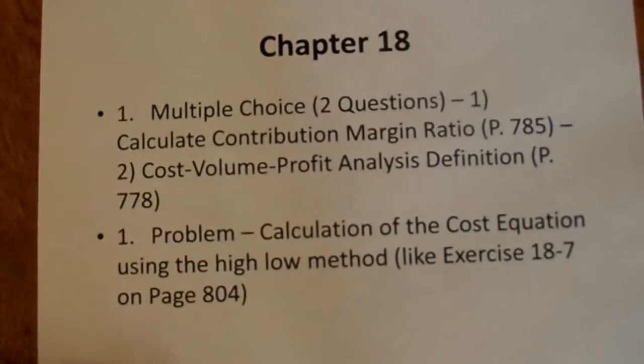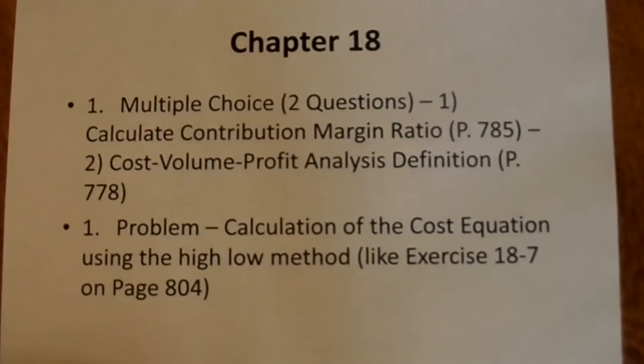The test covers chapters 18 through 24. So 18 was the furthest to go. There are 2 questions from chapter 18 and a problem. The 2 questions were calculate the contribution margin ratio, and that's discussed on page 785 of your book, and also define cost volume profit analysis, and that's page 778.